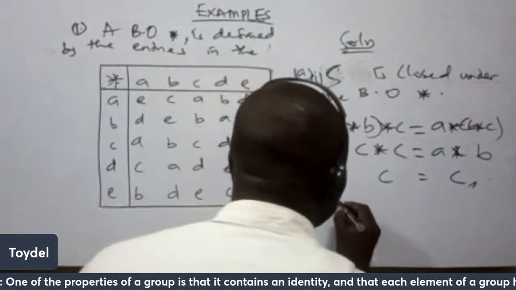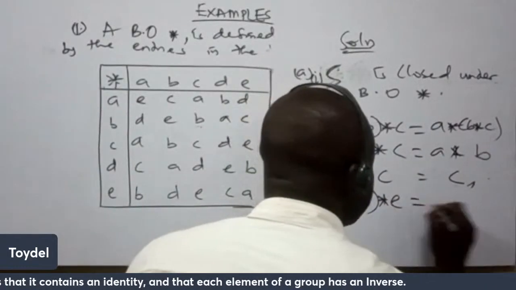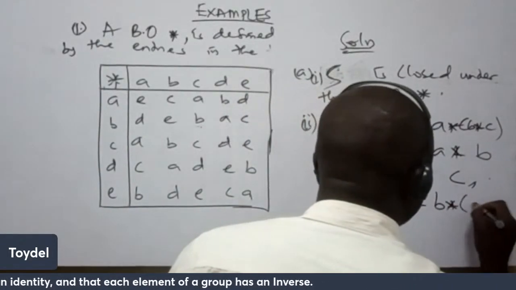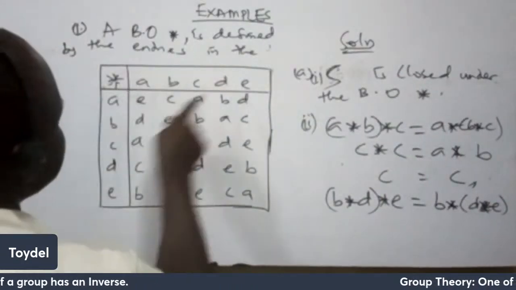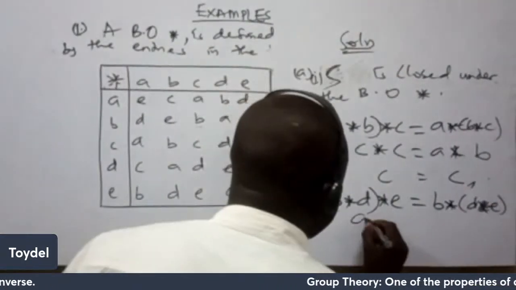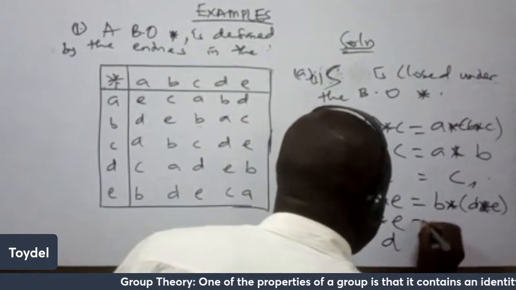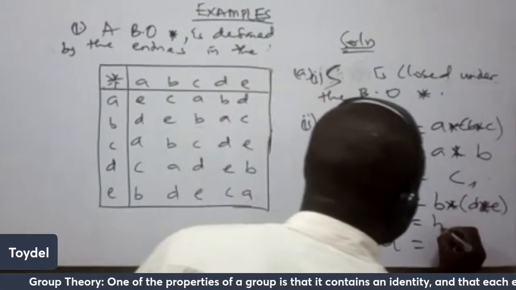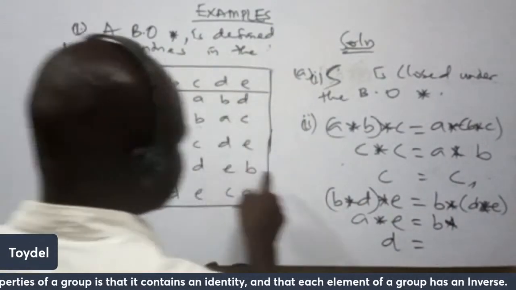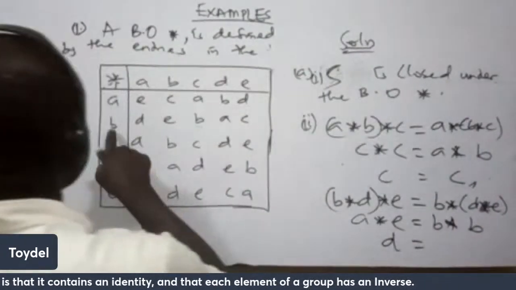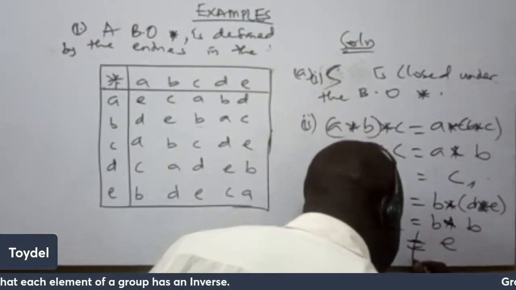So now let's look at B. Let's take another example. B asterisk D asterisk E. Will it be the same thing as B asterisk into bracket D asterisk E? Let's check. What is B asterisk D? B asterisk D is A. So we have A asterisk E. What is A asterisk E? That is D. Are we going to get the same thing as B asterisk D asterisk E? D asterisk E is B. So what is B asterisk B? That is E. In this case now, we are unable to get the same value.